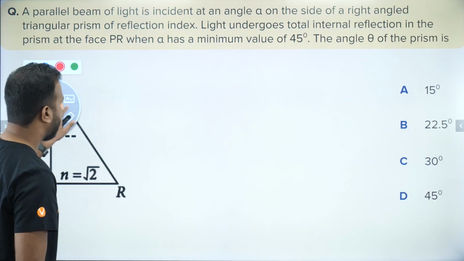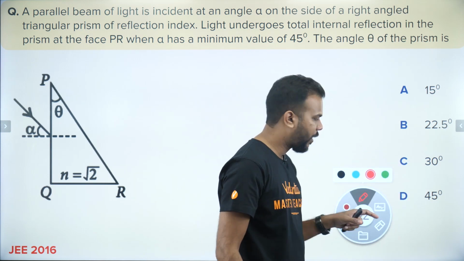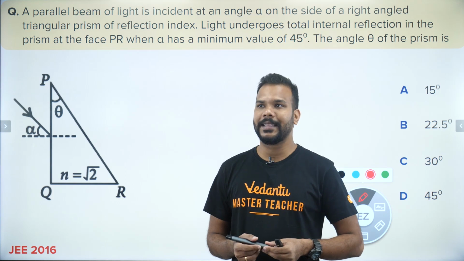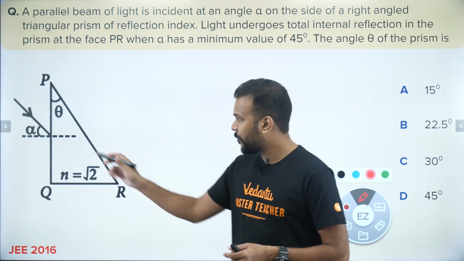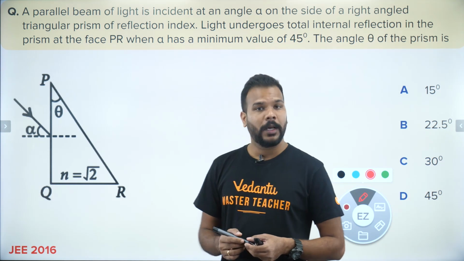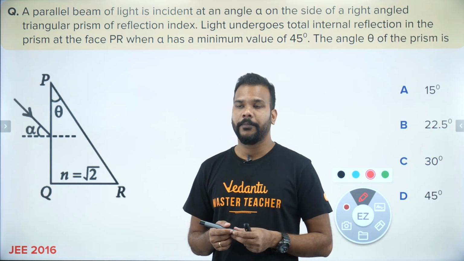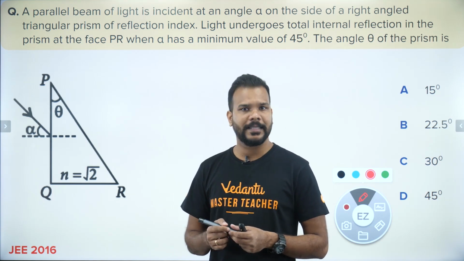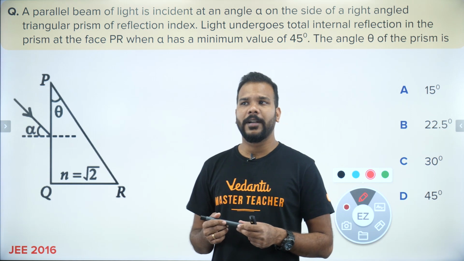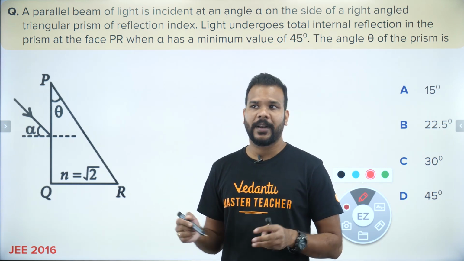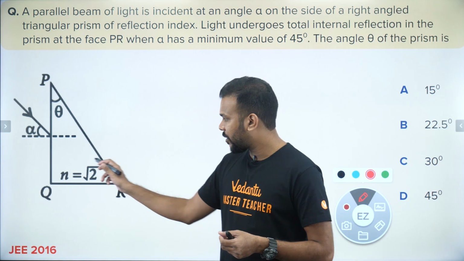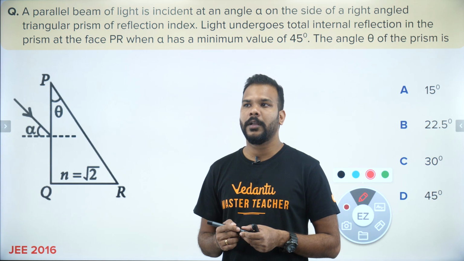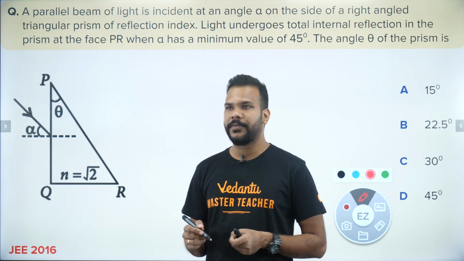Well, this is the next question for all of you. What does the question say? The question says again that there is a prism, and a parallel beam of light is incident at an angle of alpha. On this surface, that is PQ, the light is incident at an angle of alpha. A bunch of light rays is called a beam, and the angle of incidence is given as alpha, on the side of a right angle triangular prism whose refractive index, say n, is given to us as root 2. Okay, so the light undergoes total internal reflection in the prism at the face PR.